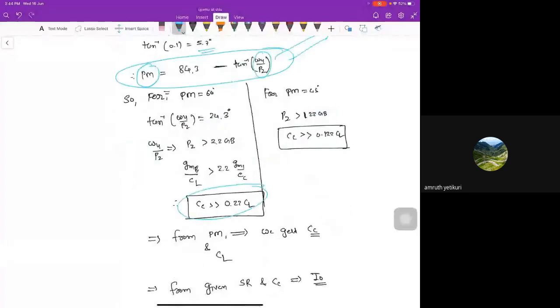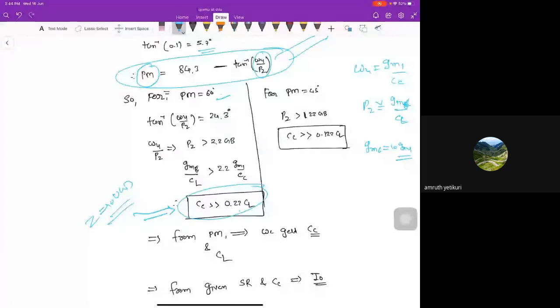Because see, omega u is gm1 by CC. Pole P2 is a larger expression, but approximately it is gm2 by CL. If we put gm6, and you already assume that gm6 is 10 times gm1, you will get the relationship between CC and CL as this. So for phase margin 60 degrees, with the condition that the zero is 10 times the UGB, you will get CC must be greater than 0.22 CL.